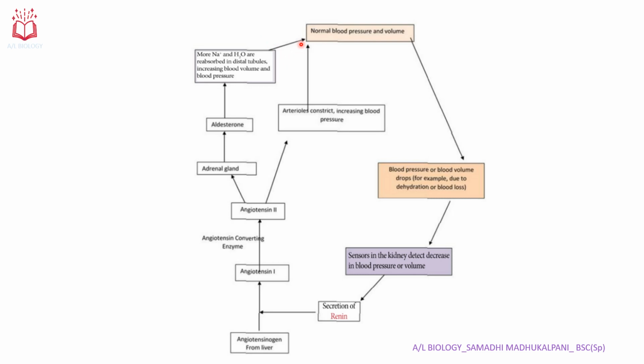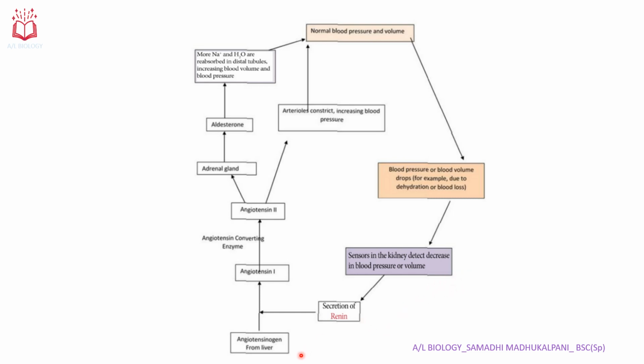Aldosterone hormone helps to maintain a normal blood pressure and volume. Blood pressure and blood volume can drop due to dehydration or blood loss. This is sensed by the sensors in the kidney. Because of that, kidneys secrete renin.